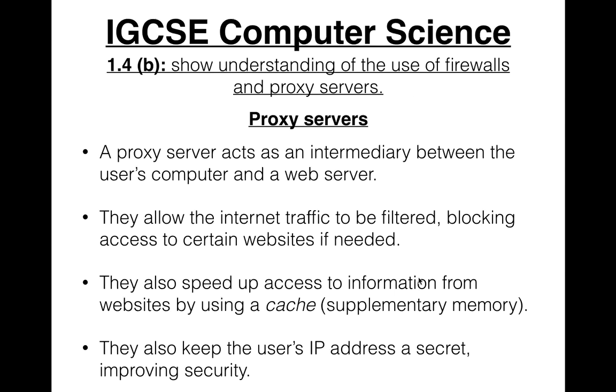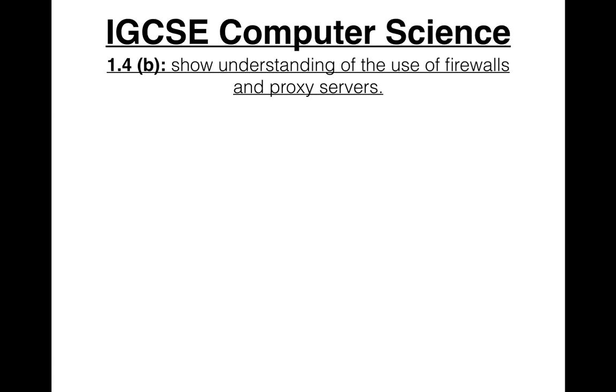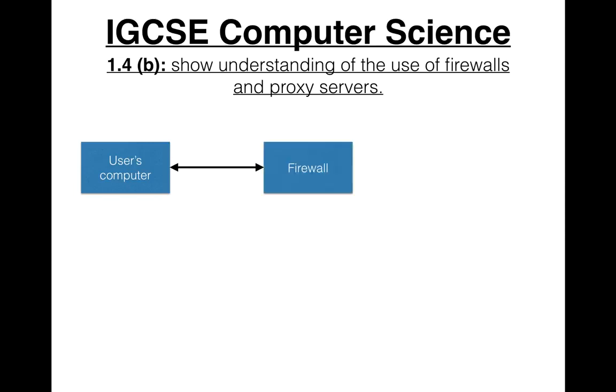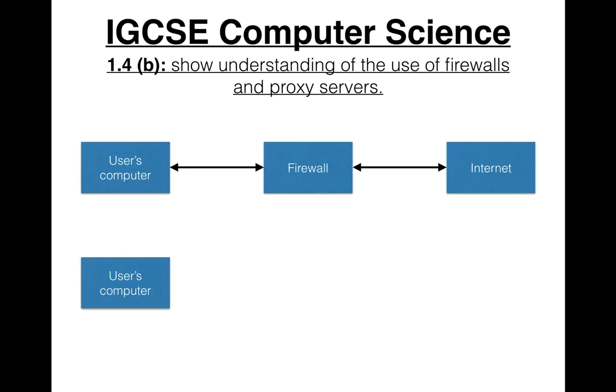So it filters internet traffic. This is how both of them work. Here's the user's computer, here's the firewall, and here's the internet. So data goes in, and that's pretty much how it works, and this filters what goes in and comes out. Good. Does that make sense? Comes in, goes out. I don't know why I say comes out. It's a bit weird. Anyway, this is how a proxy server works.